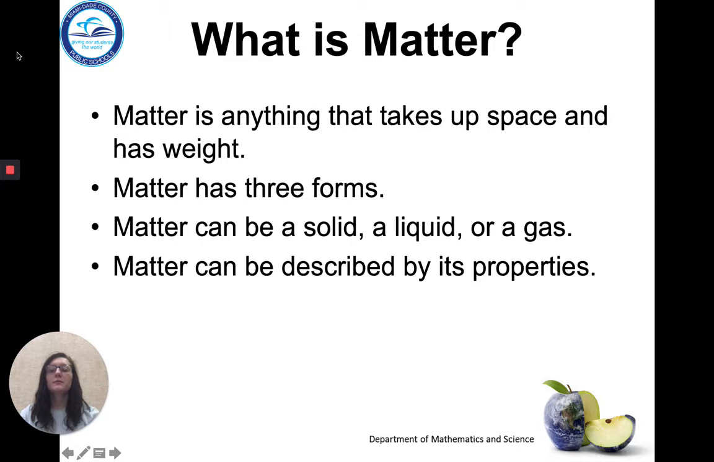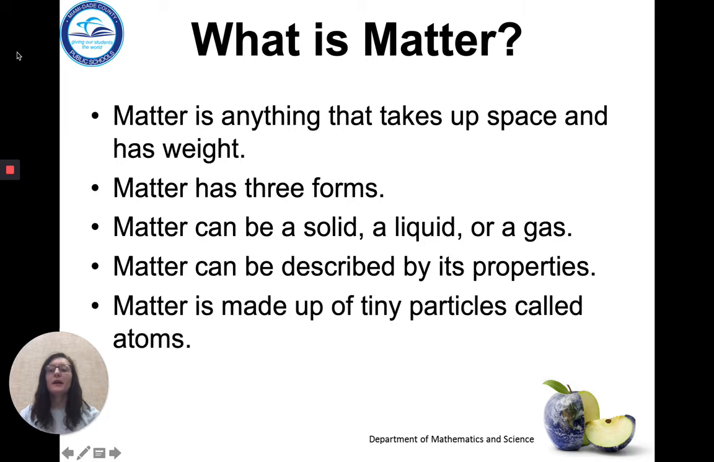Matter can also be described by its properties, which we're going to talk about in a little bit. And a new word that we're going to learn today is that matter is made up of tiny particles called atoms. Maybe you've heard the word atoms before. Just remember that matter is made up of atoms, and that atoms are smaller than matter itself.